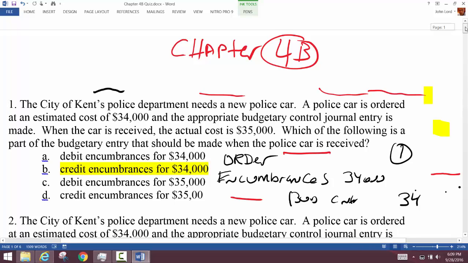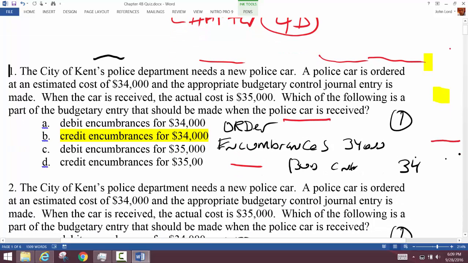No? Okay, good. So we'll just go through these. We have the City of Kent Police Department needs a new police car. A police car is ordered at an estimated cost of $34,000, and appropriate budget control entry is made. When the car is received, the actual cost of the car is $35,000, and we ask in this one, which of the following is part of the budgetary entry that is made when the car is received, right?